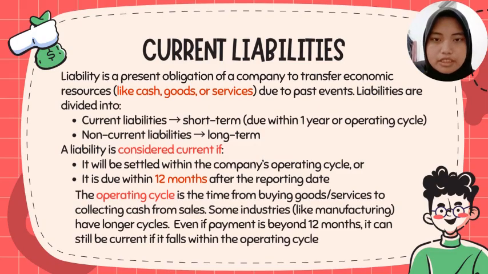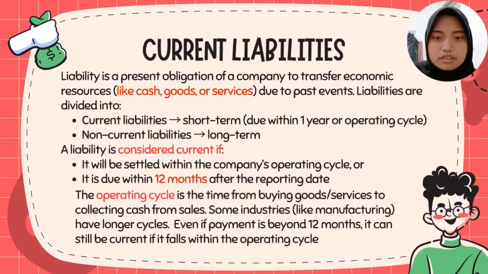At first, I will explain what current liabilities are. Current liabilities are a present obligation of the company to transfer economic resources like cash, goods, or services due to past events. Liabilities are divided into two: current liabilities, which are short-term liabilities within a one-year operating cycle, and non-current liabilities, which are long-term liabilities.